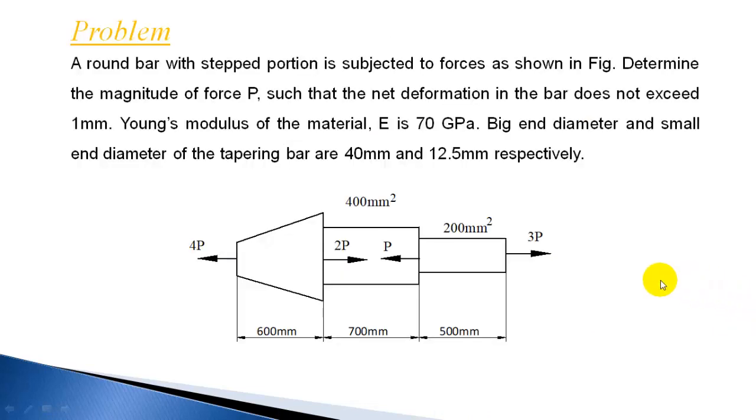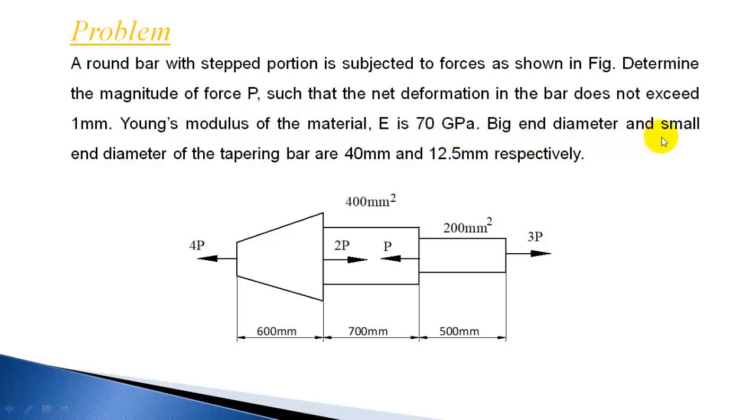Let us work out another example. A round bar with a stepped portion is subjected to forces as shown in figure. Determine the magnitude of force P such that the net deformation in the bar does not exceed 1 mm. Young's modulus of the material is 70 gigapascal.